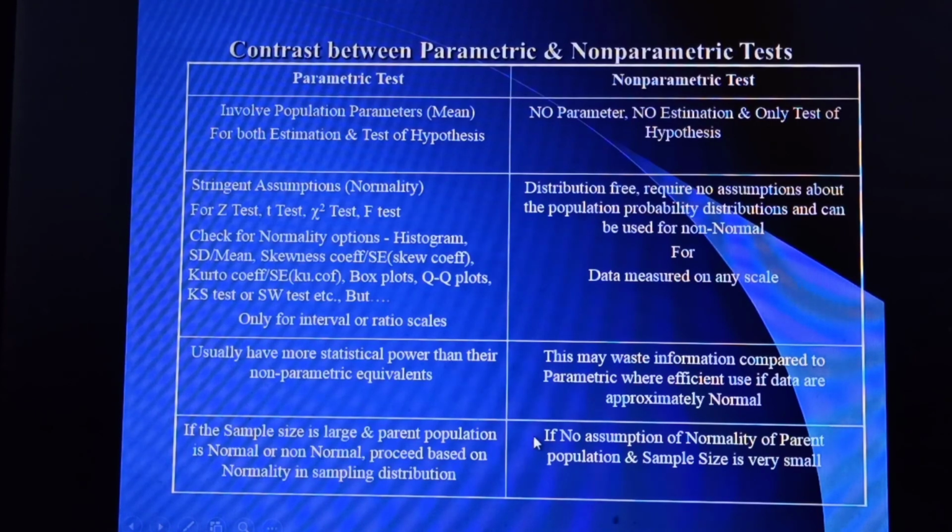In the non-parametric case, if we have no assumption of normality of the parent population, we don't have any idea of the parent population being normal, and the sample size in hand is also very small, then we have to go for a non-parametric test. There is no alternative.